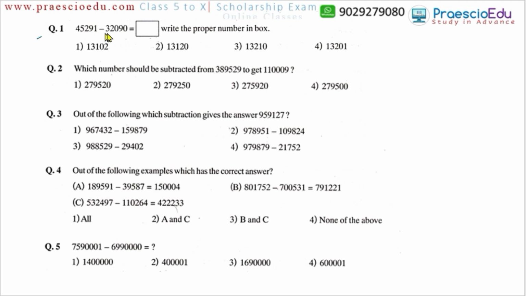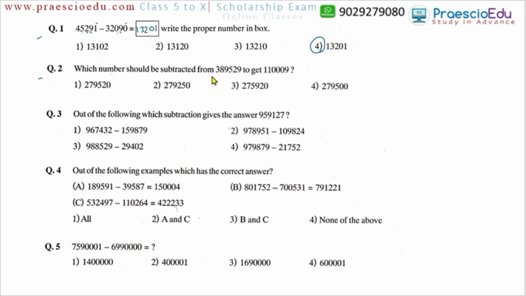Okay, now question number 1, here 45,291 minus 32,090, okay, is equal to how much? It's very simple. Now here 1 minus 0, so here 1 comes. Now here 9 minus 9, 0 comes. Then here the 2 minus 0, so 2 comes. Now 5 minus 2, 3, and this 4 minus 3, 1. So this is mentioned in option number 4.